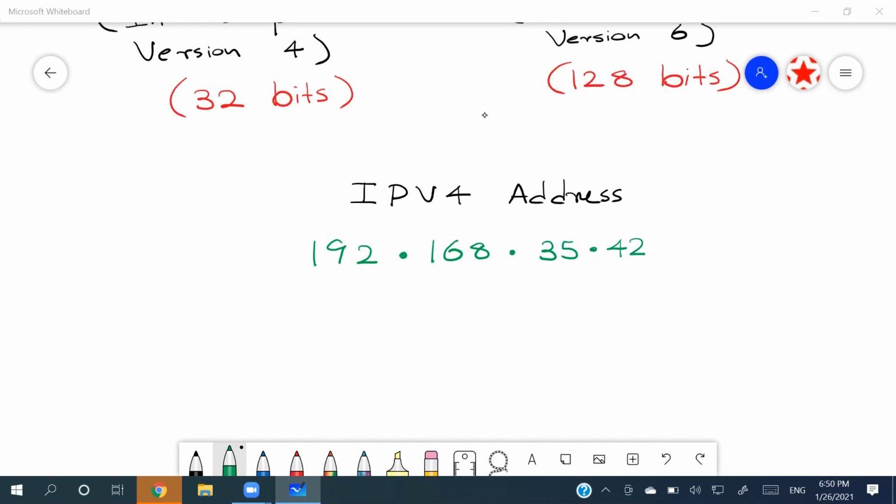Right, so this is the general way that we can see. This is called the dotted decimal notation.